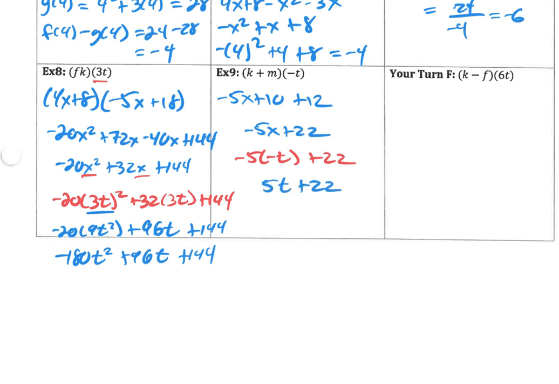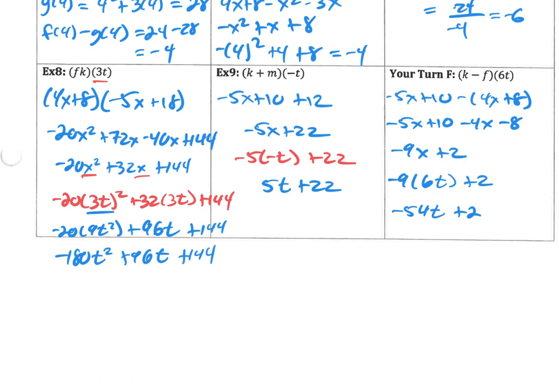Okay, your turn to try one. We have k minus f of 6t. Again, you can do k minus f first and then plug in 6t, or you can plug in 6t to k and plug in 6t to f and then subtract, up to you. But go ahead and hit pause now and then try out the problem. All right, so you can see from my final answer here, I got a negative 54t plus 2. Hopefully you guys got the same thing.